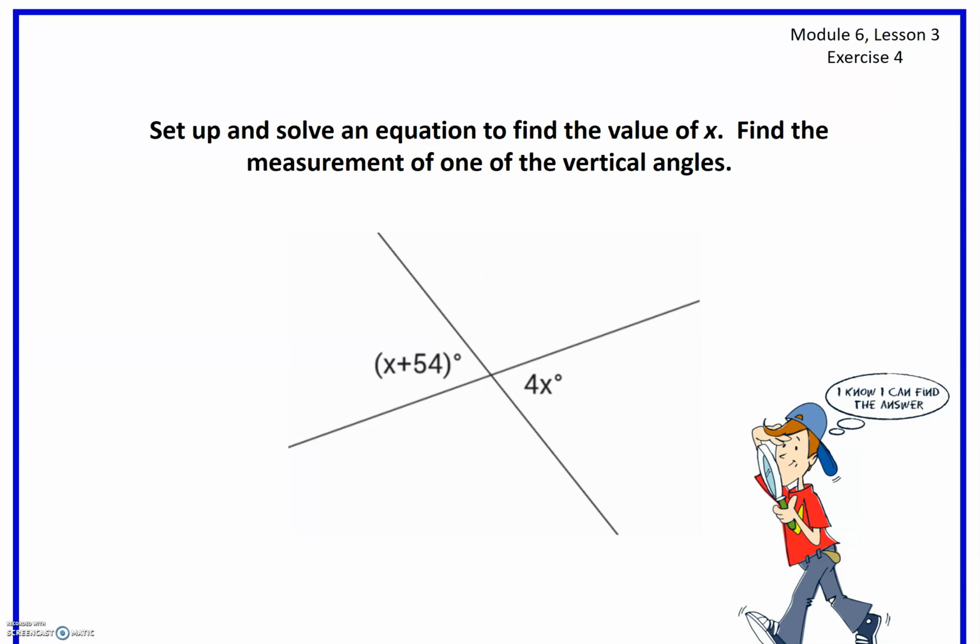You're going to set up two vertical angles that are across from each other, and they are equal. So x plus 54 equals 4x. All you have to do is solve for x. That should be enough to help you out with lesson 3.